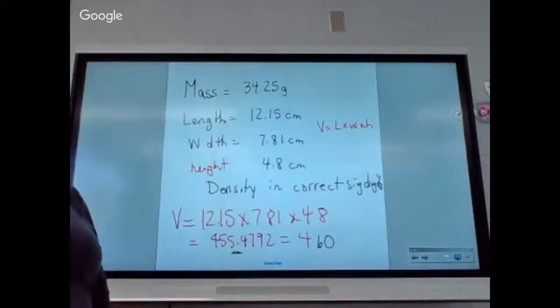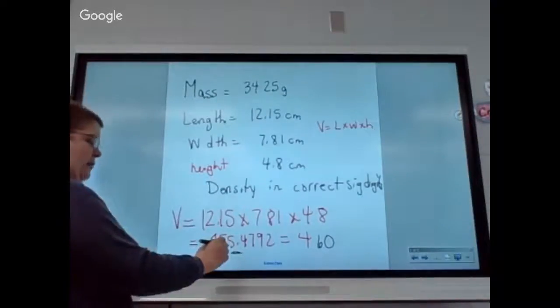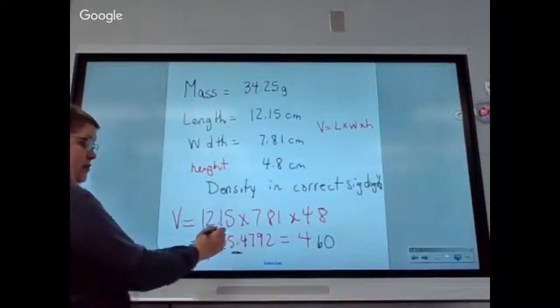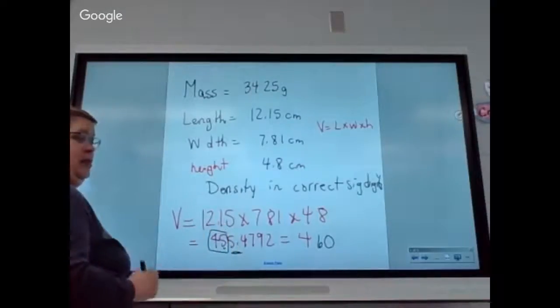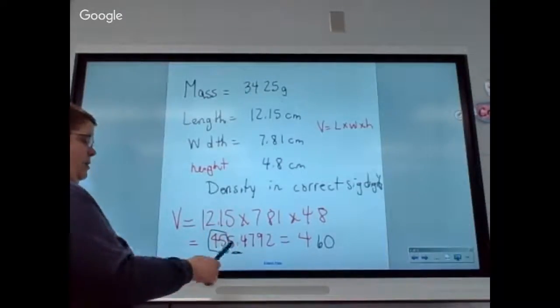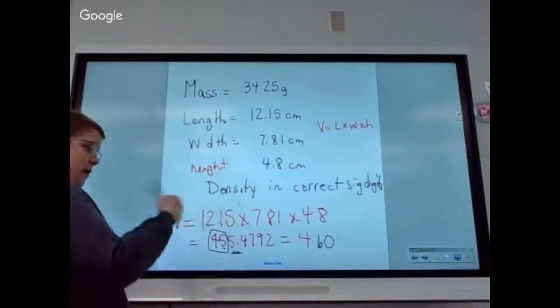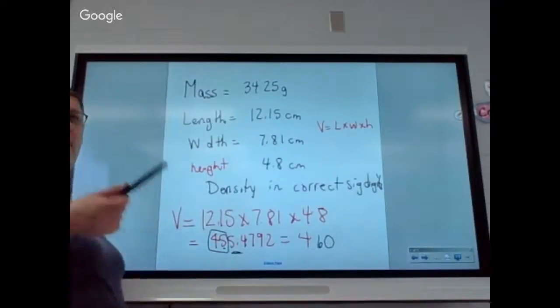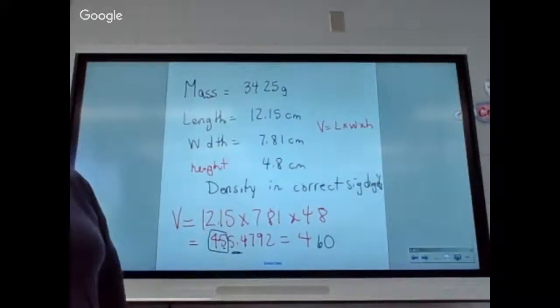But technically, because we're rounding this, these are my 2 significant digits. I'm keeping the 4 and the 5. Because the number after the 5 is greater, I'm going to round up. That's why I rounded to 460. But if you left it at 450, I would mark that wrong.